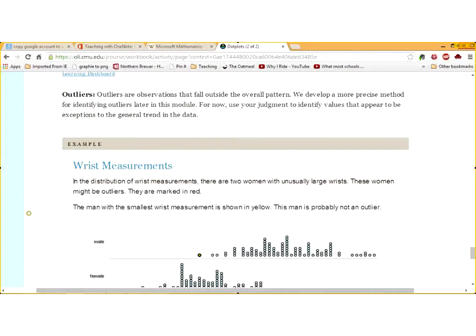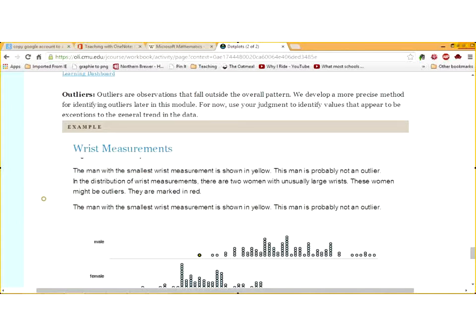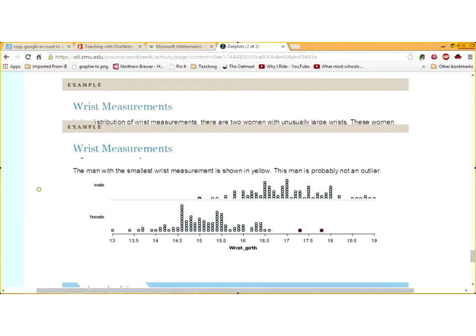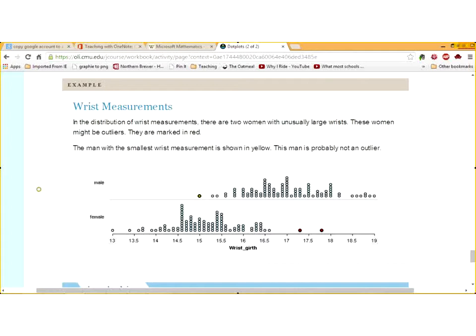And then lastly, outliers. It says outliers are observations that fall outside the overall pattern. So you're looking for values that are much higher or lower than typical values. So look at these values here. These 2 dot plots, these are wrist measurements. They show the man with the lowest wrist measurement here at the bottom in yellow.